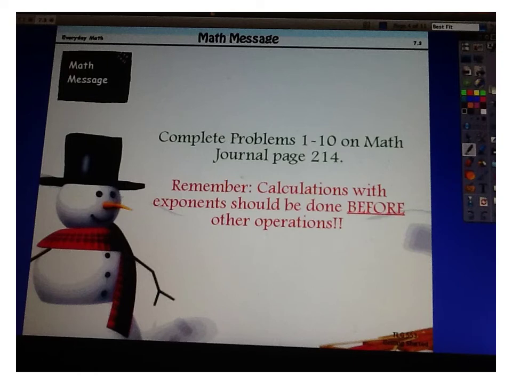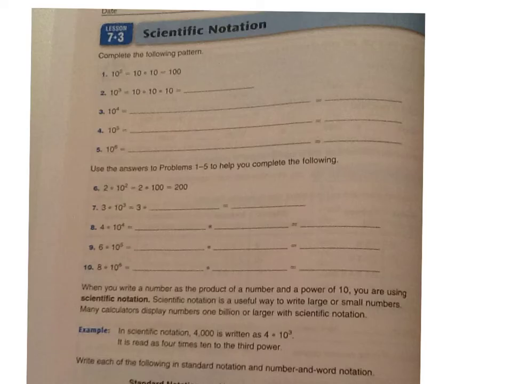Your math message today, we're going to take a look at Math Journal, page 214, and I want us to look at a few of the examples together. Now remember, calculations with exponents should always be done before any other operation. We're going to be taking a look at order of operations in the next lesson. I'm going to give you some time to get started with 1 through 5 and 6 through 10. You can pause the video at this time.